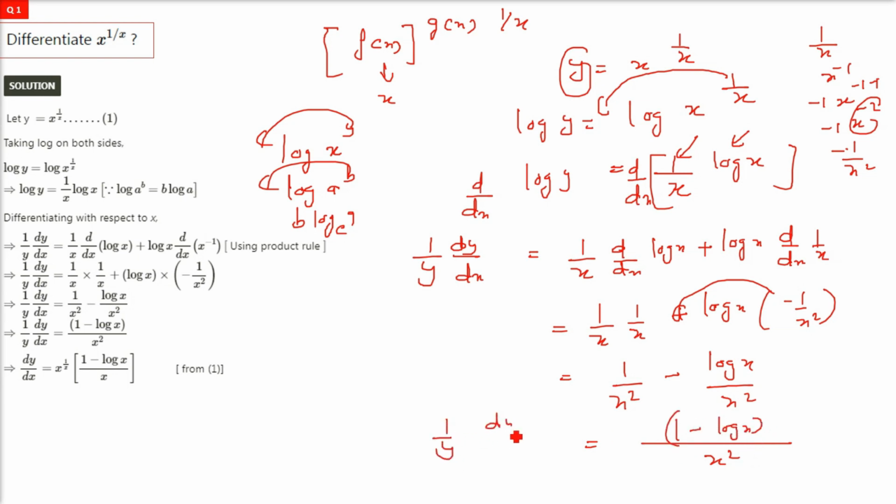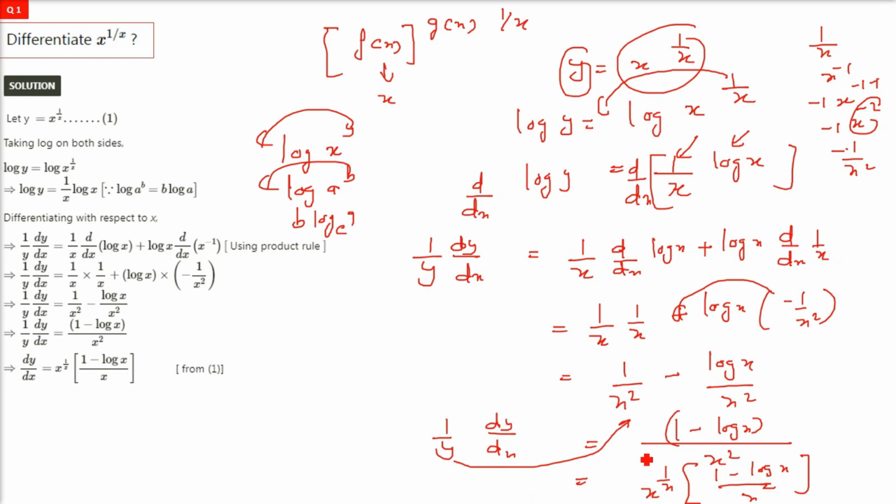But still we have a 1 by y with dy by dx. So we have to take this 1 by y, which is in the denominator on the left hand side, to the numerator of the right hand side. What was initially y? x to the power 1 by x. So this is your y, and the final solution is this multiplied by 1 minus log x by x square. Okay. So this is the way you are going to solve the other questions as well, one by one.